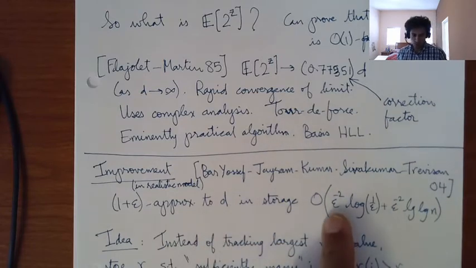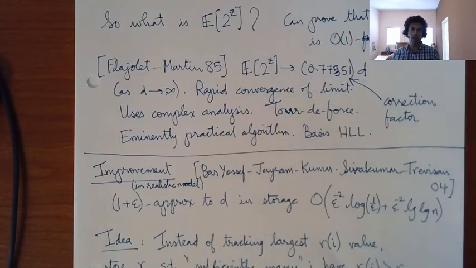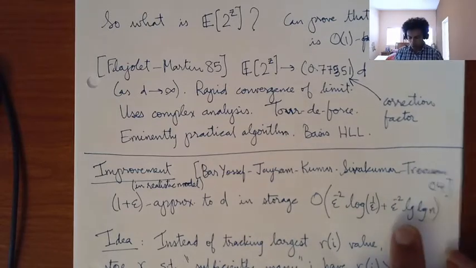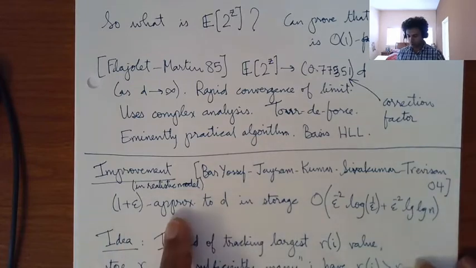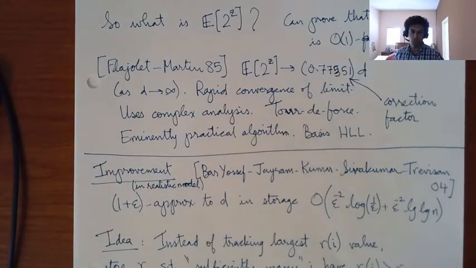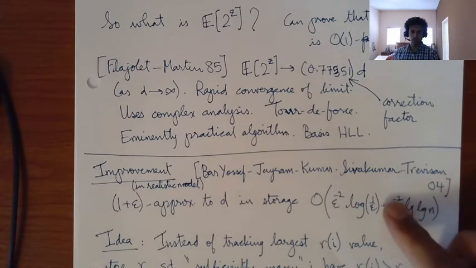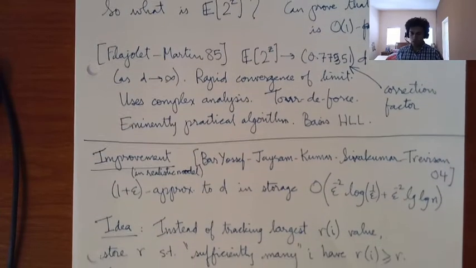And the storage is going to be in the realistic model. So if you assume access to truly random hash functions, then what you can get is epsilon to the -2 log n storage, and you get a 1 plus epsilon approximation. What we proved for probabilistic counting was just that you could get a constant factor approximation. That's what we could prove. And here you get a provable bound of a 1 plus epsilon approximation with an epsilon to the -2 in the runtime. And so the idea is really neat.